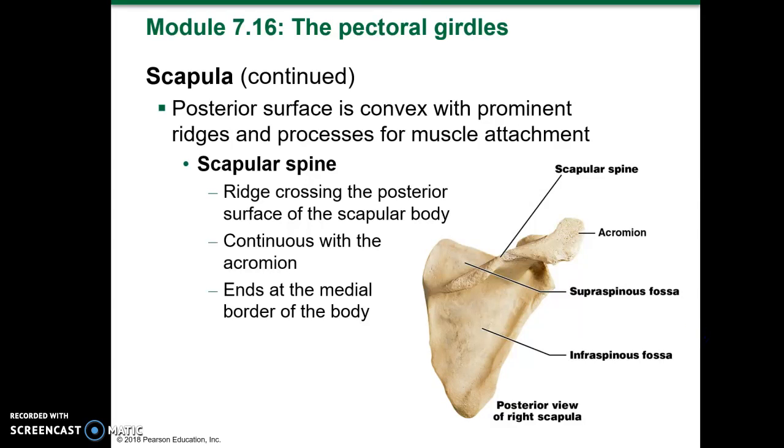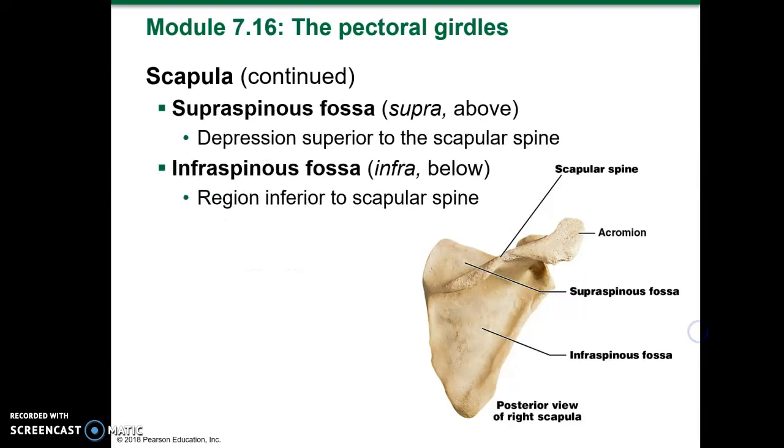The posterior surface of the scapula is convex, has a prominent ridge, and different processes for muscle attachments. The scapular spine, as you see in this picture, is a ridge that crosses the posterior surface of the scapular body. It's continuous with the acromion, and it ends at the medial border of the body. The supraspinous fossa is a depression superior to the scapular spine, and the infraspinous fossa is a region inferior to the scapular spine.